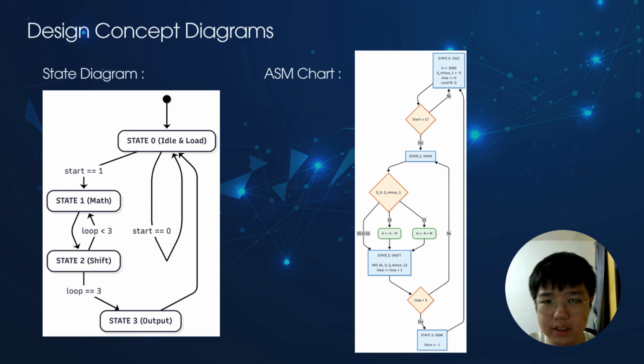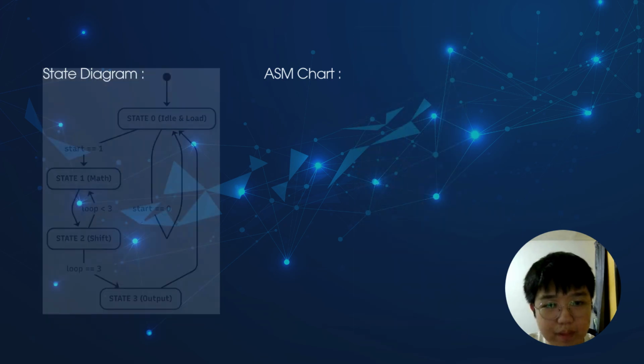So when in state 0, okay, when start is equal to 1, we will move to state 1 to perform the math operation. Then it will not need any condition, then we'll move to state 2 for the shift. So when loop is lesser than 3, we'll move back to state 1. Okay, when loop is equal to 3, then we'll have our output ready.